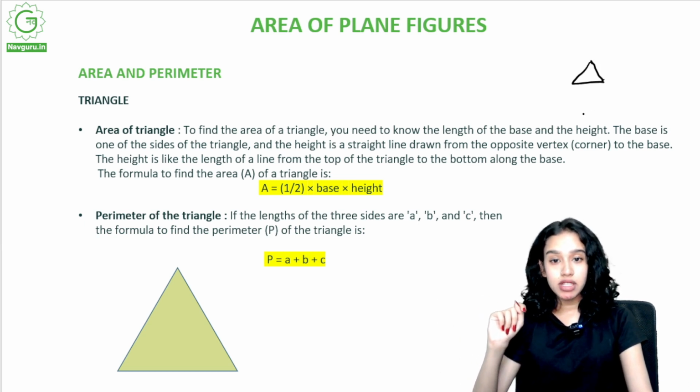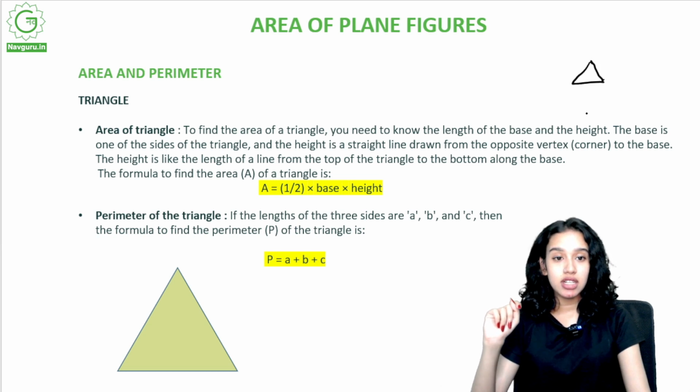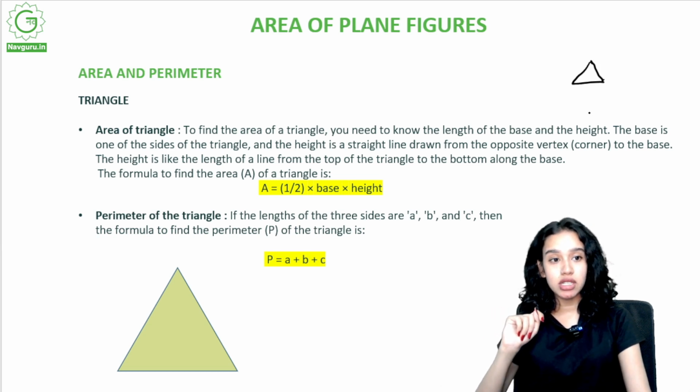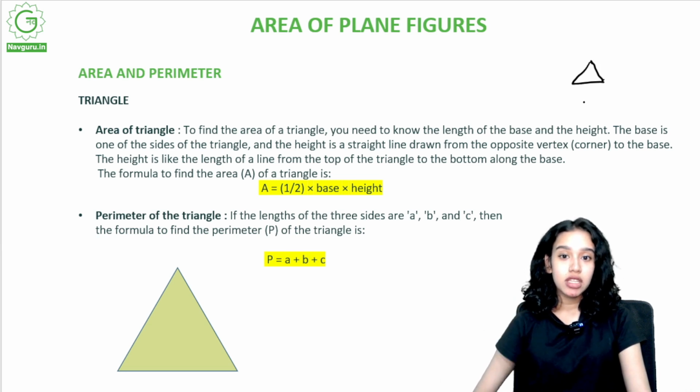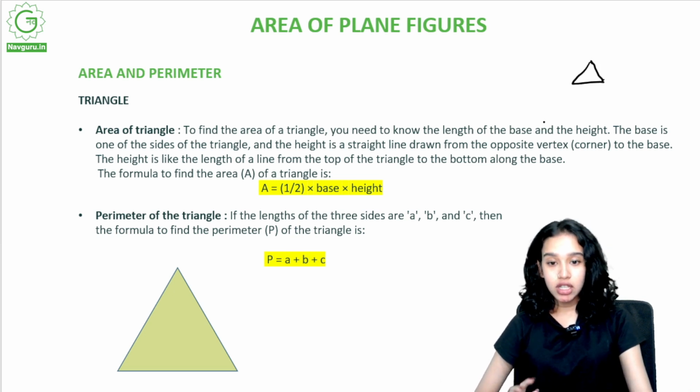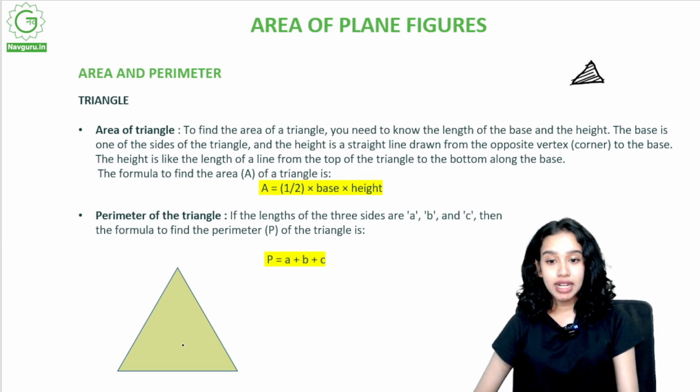The base is one of the sides of the triangle and the height is a straight line drawn from the opposite vertex to the base. The height is like the length of a line from the top of the triangle to the bottom along the base. The formula to find the area of a triangle is half into base into height. So how do we find the area which is enclosed in a triangle? First, we'll find the length of the base of the triangle.